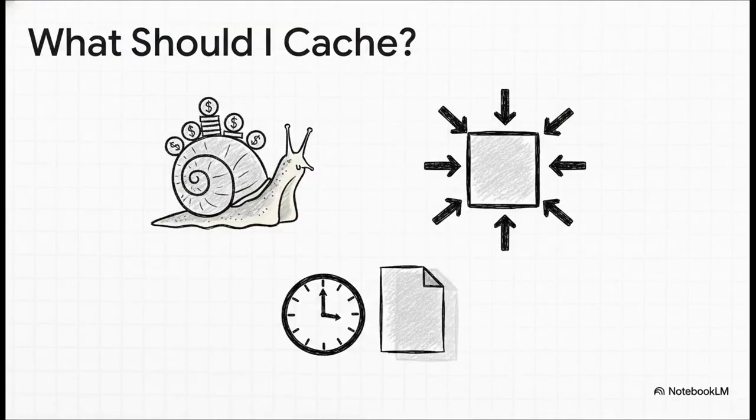Okay, for the exam, you've got to nail this. When you're deciding what to cache, just ask yourself these three things. First, is the query slow and expensive to run? Second, is the data being hit over and over again? And third, is it okay if this data is a tiny bit out of date? If the answer is yes, yes, and yes, then boom, you've found a perfect candidate for caching.